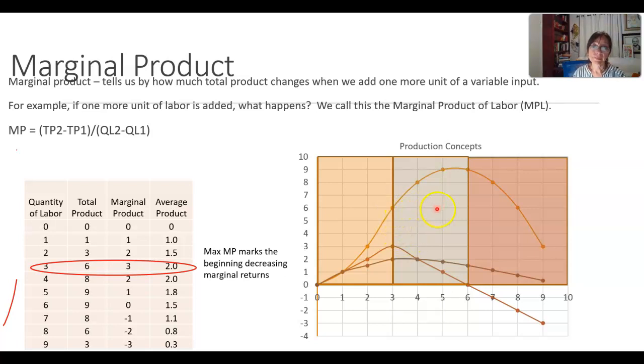Then over here, where marginal product maxes out, we begin to have decreasing marginal returns to labor. That means as we add more workers, what we're getting out of each worker is going to be less and less. Note that this goes all the way to the point where marginal product equals 0. Beyond that, it certainly would not make sense to hire more people, because that extra person is actually reducing your output. And so this is negative returns to labor.